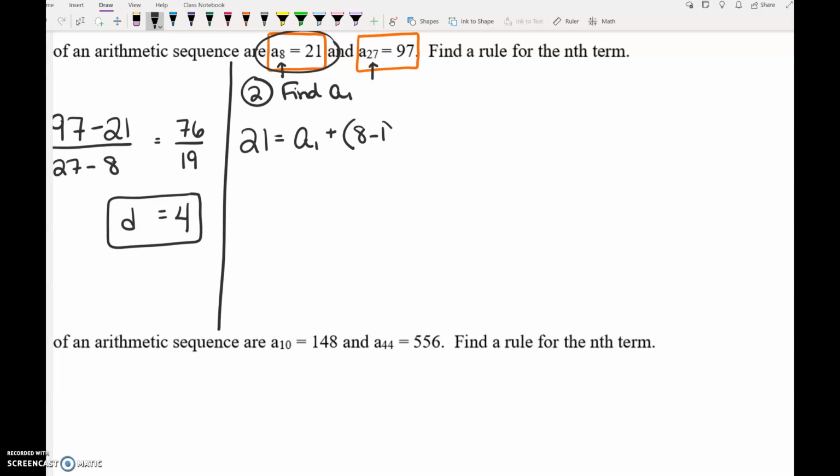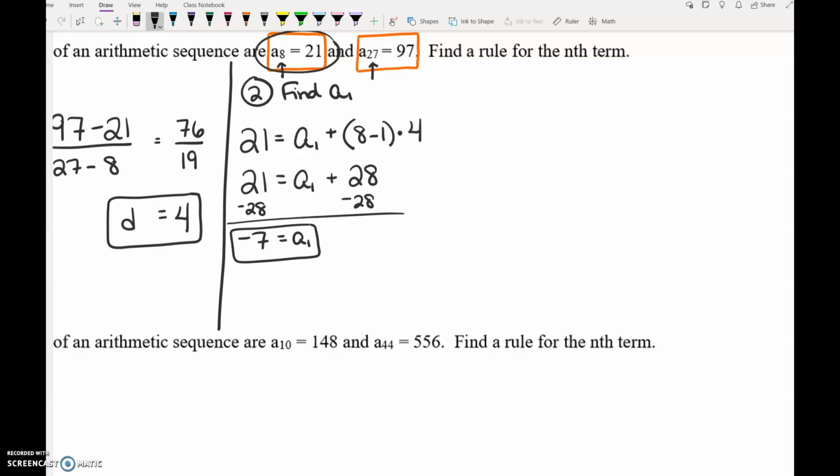I do 8 minus 1. And I now know that my common difference is 4. 8 minus 1 is 7. 7 times 4 is 28. And 21 minus 28 is negative 7. My first term is negative 7.